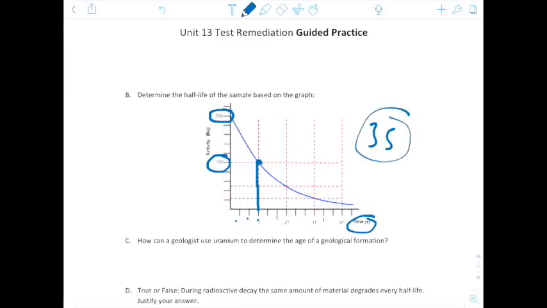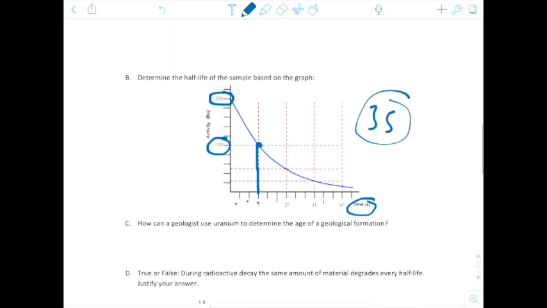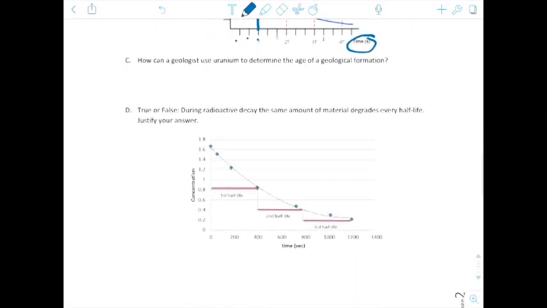How can a geologist use uranium to determine the age of a geological formation? So if we know the amount of time it takes for a single half-life of uranium, we can look at the amount of uranium in a sample, and then we can determine from its original composition how many half-lives it took to get there, and we can determine the age of a sample.